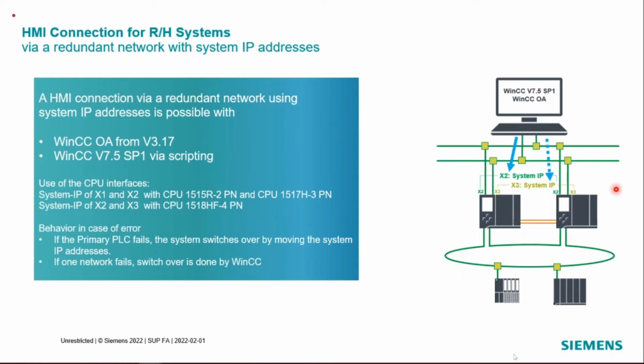So we can leave X1 for the IO devices, and X2 and X3 can be used for communication. So the configuration which you are seeing here is basically the X2 and X3 of the 1518 HF CPU.